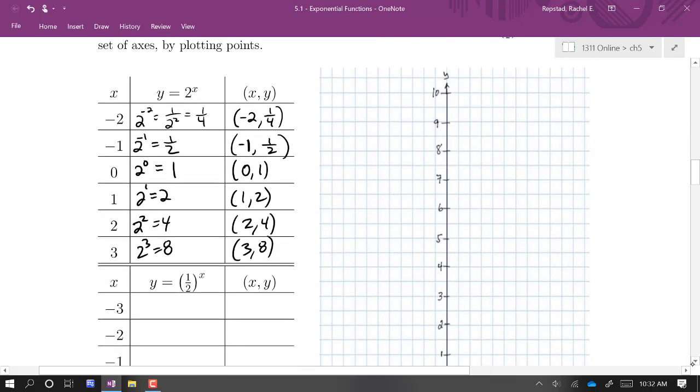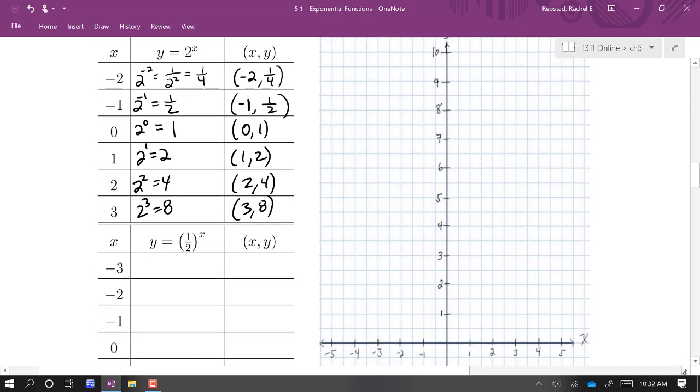So now we can plot these points and sketch a graph. So -2, 1/4. I'm going to start at the top. -2, 1/4, I guess that'd be about there.